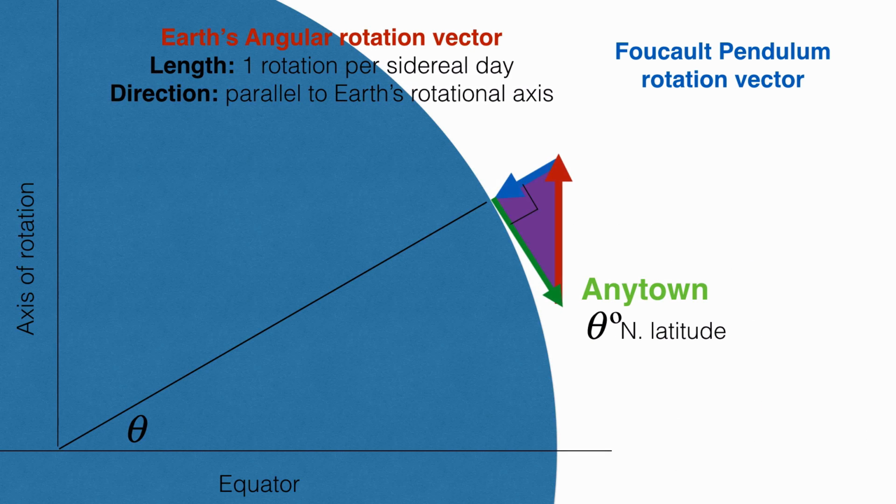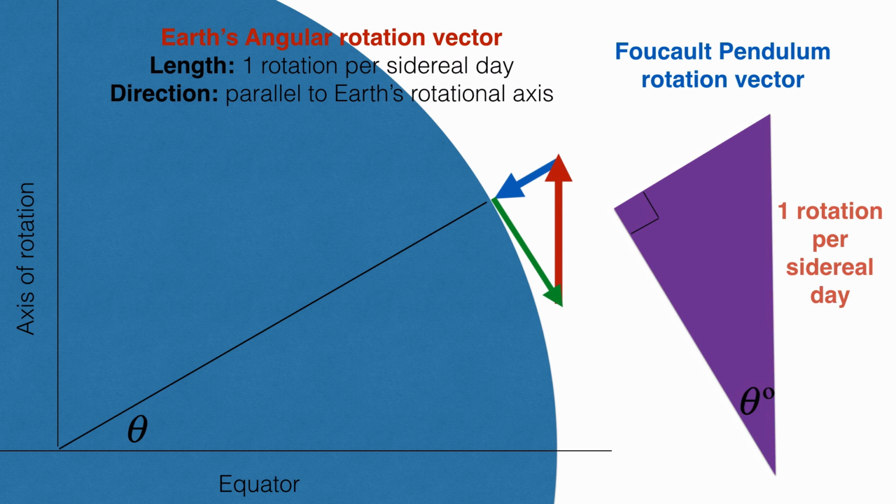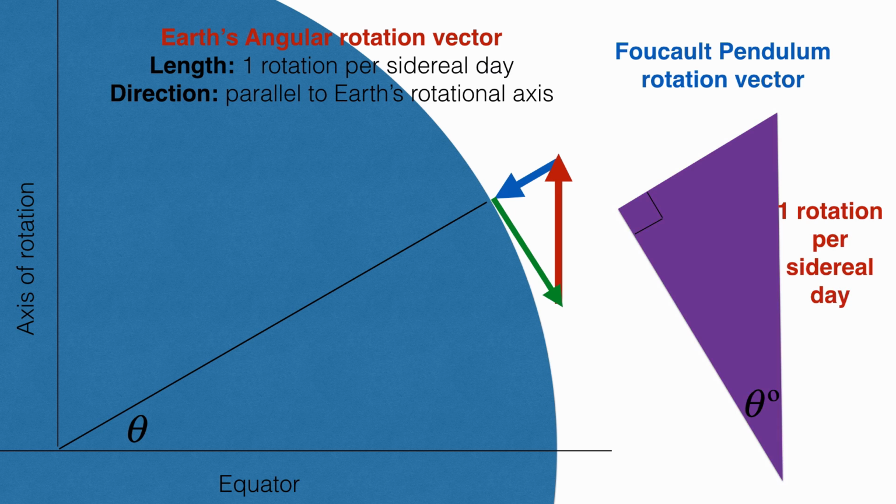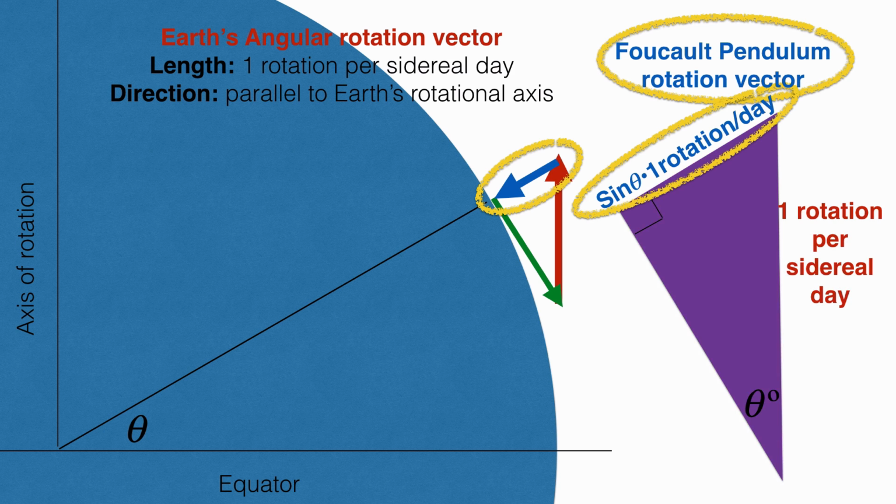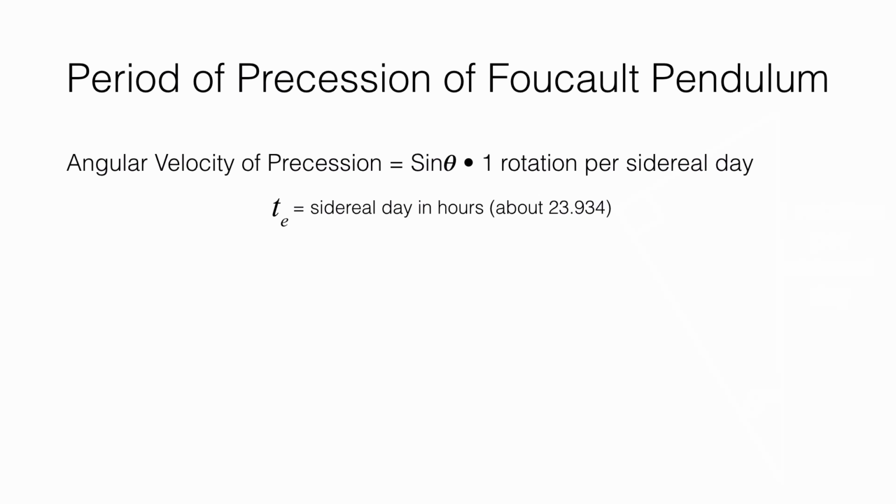All right. So again, let's use a very similar diagram to the one we used with our other derivation, but this time we're using a little purple triangle. Now, what does the red mean? The red means the sidereal rotation of the Earth, 1 rotation per sidereal day. And the blue is representing the rotation vector of the Foucault pendulum. So if you just do the trig, it's sine theta times the hypotenuse. So the angular velocity is going to be sine theta times 1 rotation per sidereal day. And again, the sidereal day is about 23.934 hours.